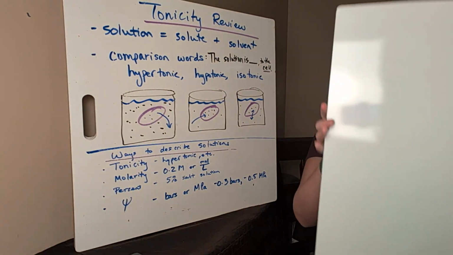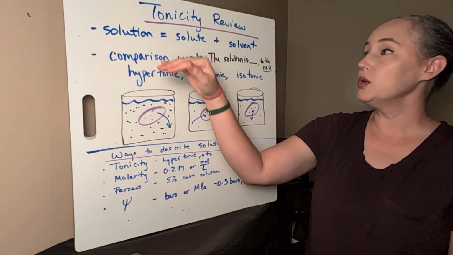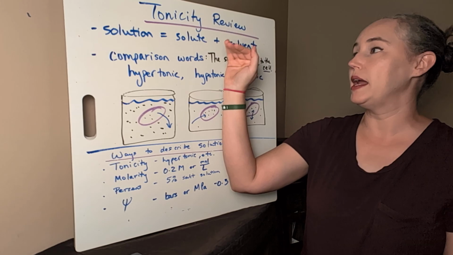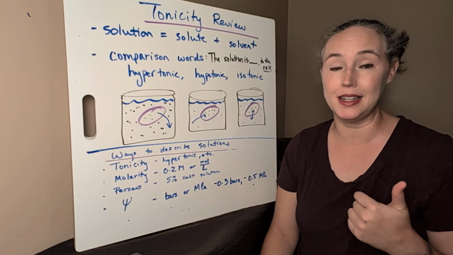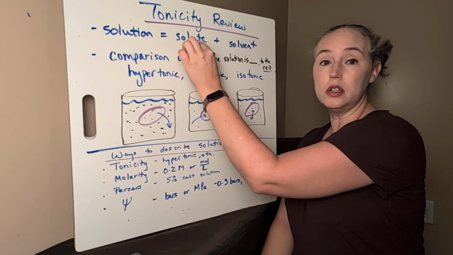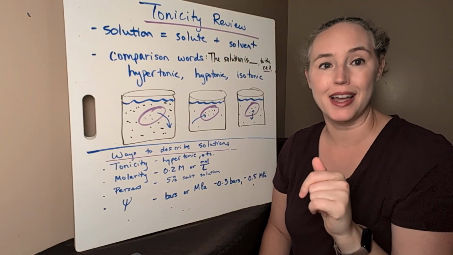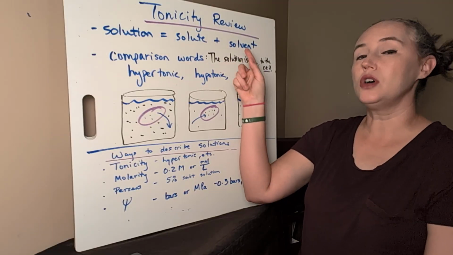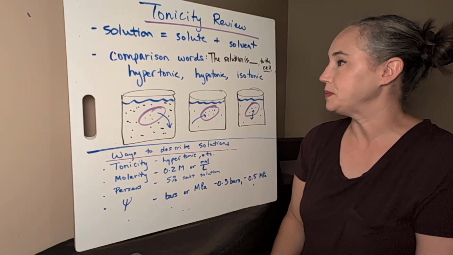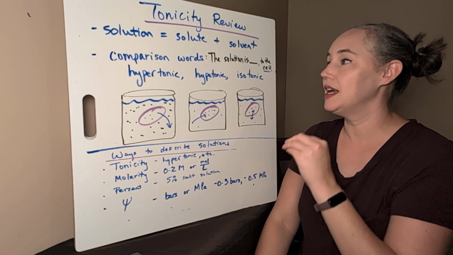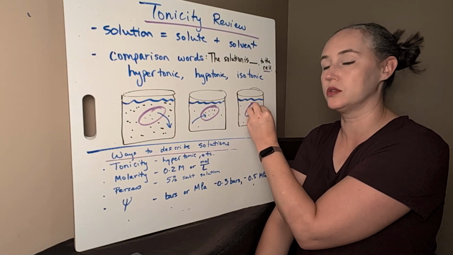And another quick review of tonicity. So, remember, all solutions are made of solutes and solvents. The major solutes you're going to see in AP Bio are salt and sugar. That could be sucrose, glucose, any kind of sugar. And then the solvent, since we're looking at living systems, is most often water. You're going to see comparison words like hypertonic, hypotonic, and isotonic.